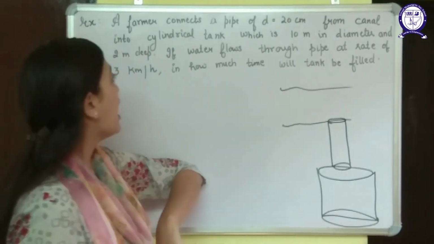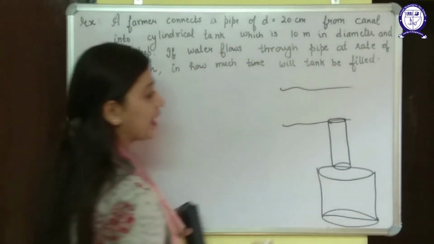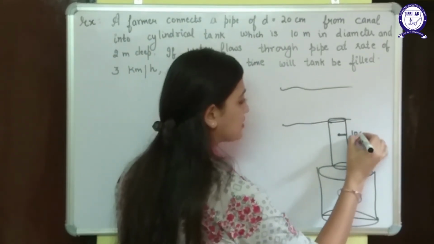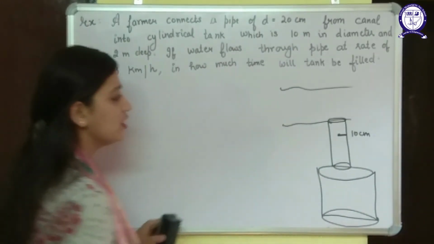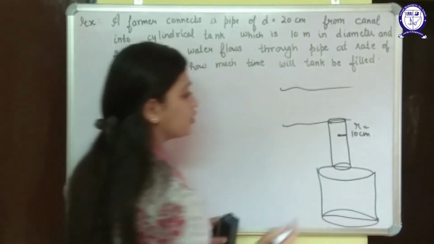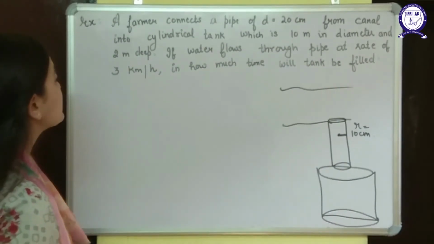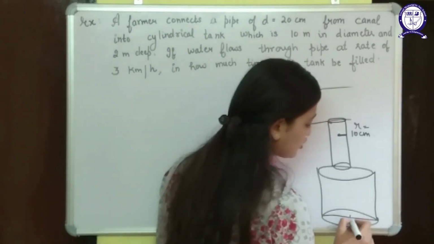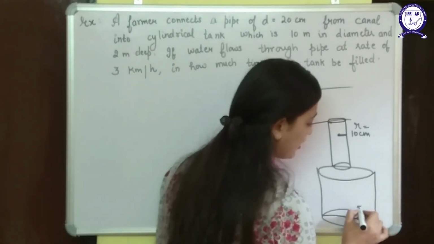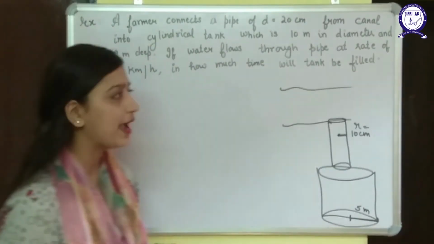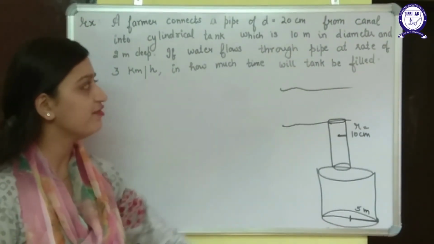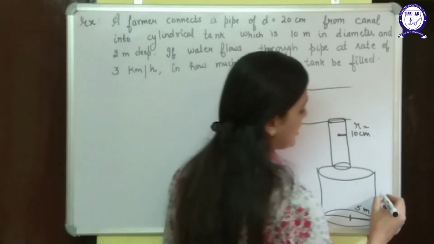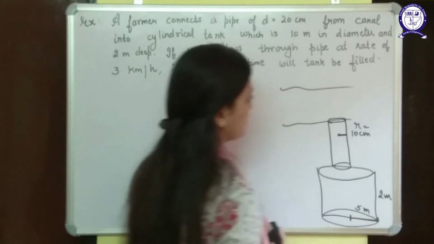Now what is given? A farmer connects a pipe of diameter 20 centimeter, that means the radius is 10 centimeters. Okay, suppose this is small r equals 10 centimeter. Then it says into a cylindrical tank which is 10 meter in diameter. So the radius of this tank is 5 meters. Because diameter is 10 meters, so this will be 5 meters. And it's 2 meter deep. That means the height is 2 meters.